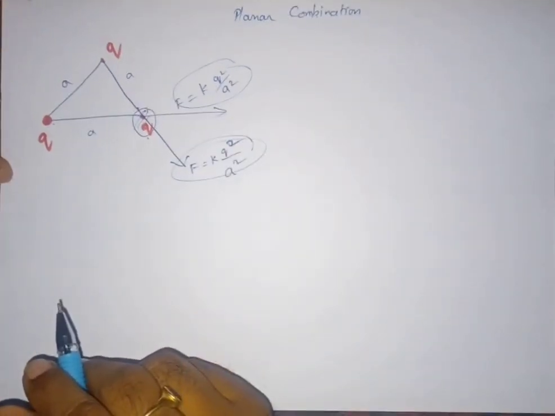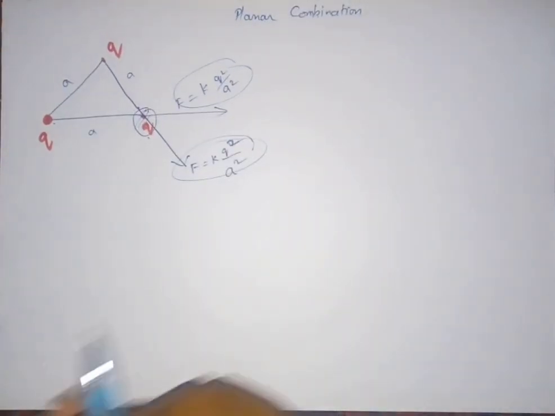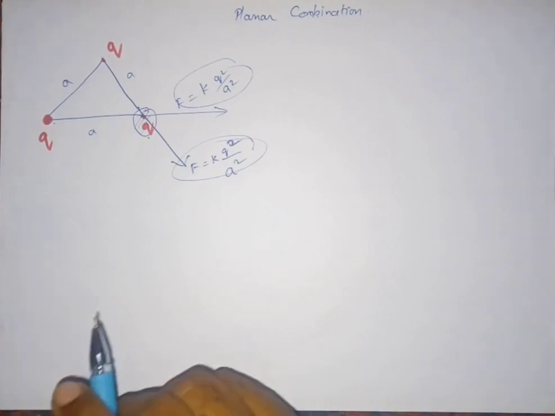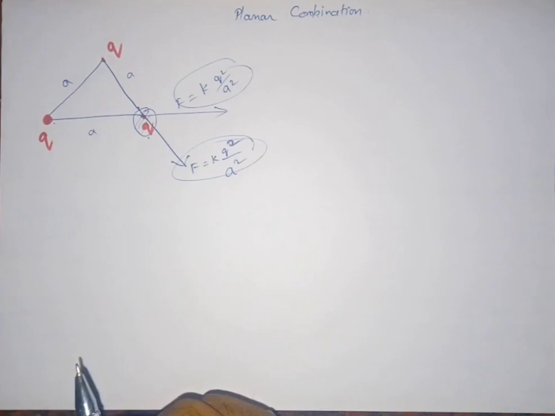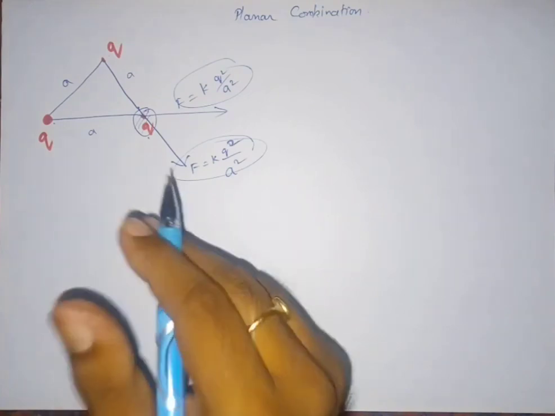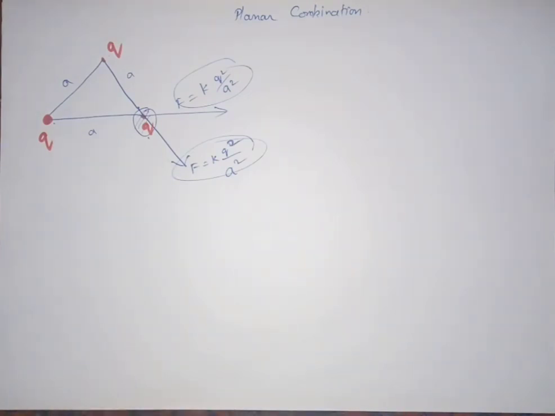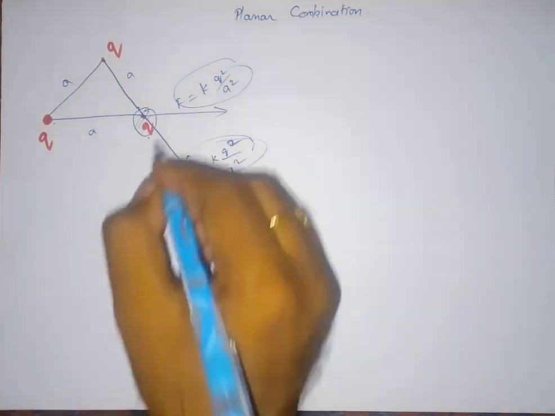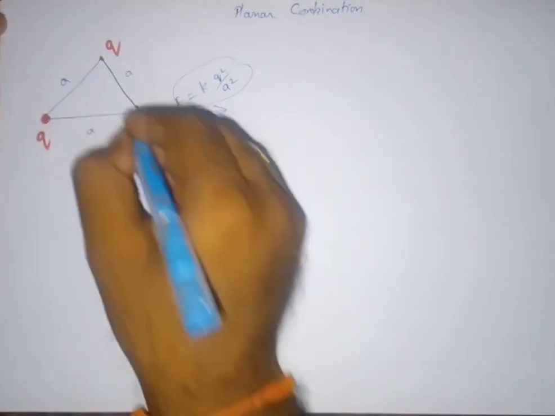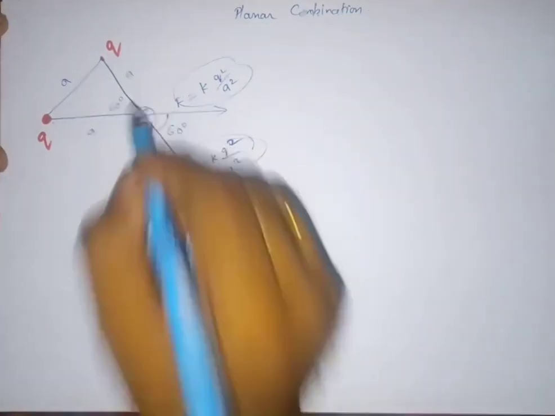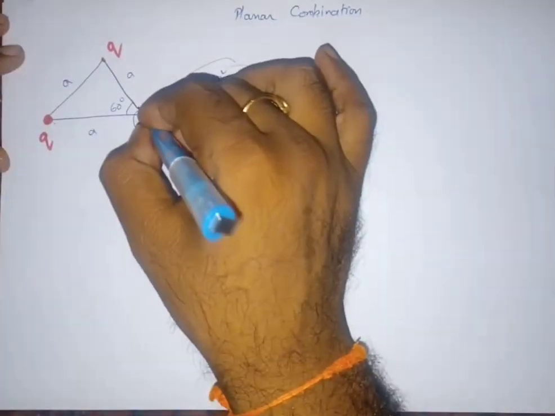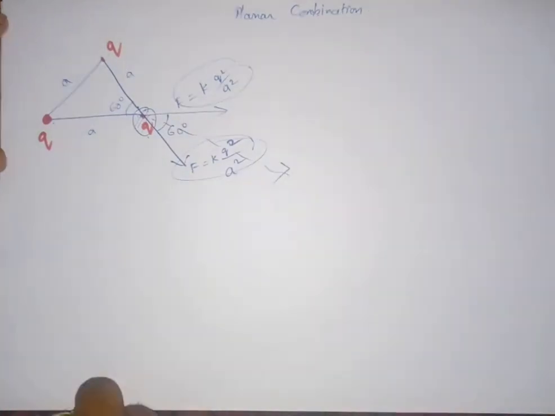Earlier in the case of linear, since they are all in the same direction, we did a simple normal addition, which is nothing but scalar addition. But here these two forces are actually not in the same direction, not even in the opposite direction. If they were, you could have subtracted. But they are at a different angle, and this angle is definitely going to be 60 degrees because it's an equilateral triangle. So what is the net force acting on this? The net force would definitely be somewhere in between.